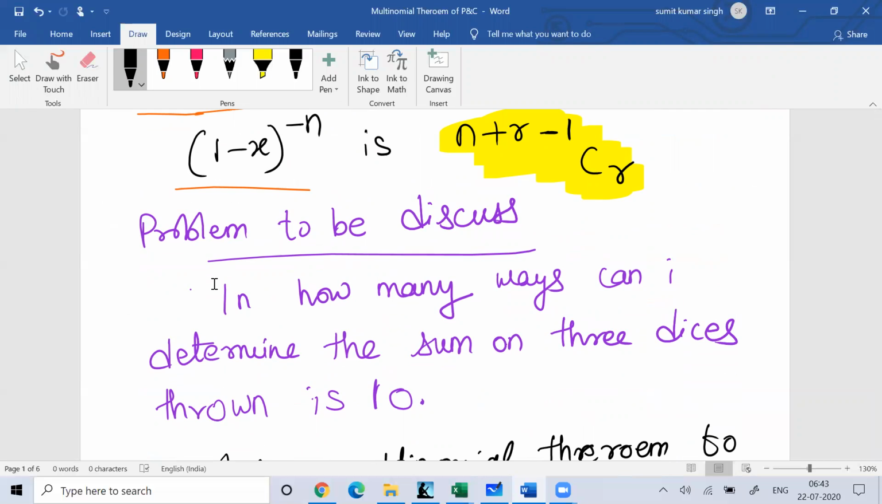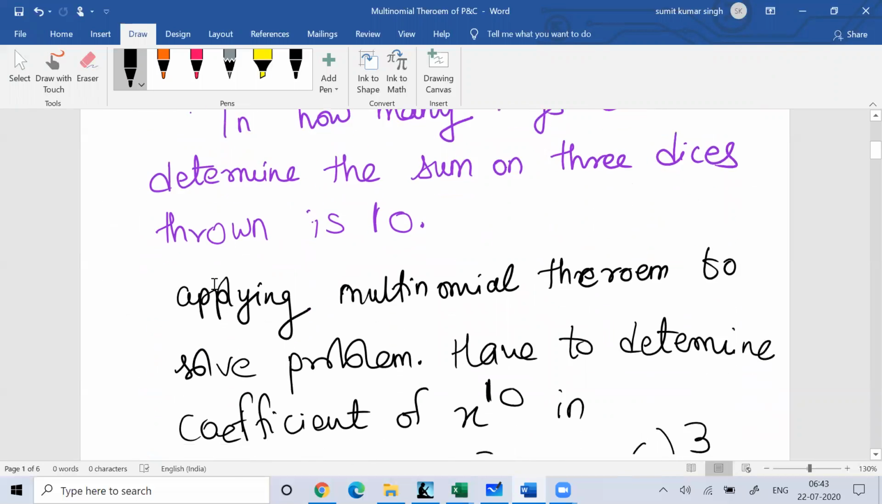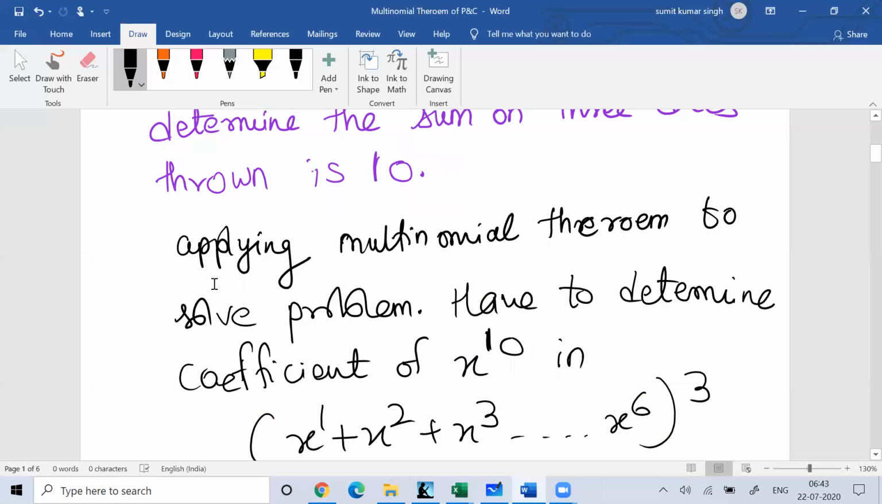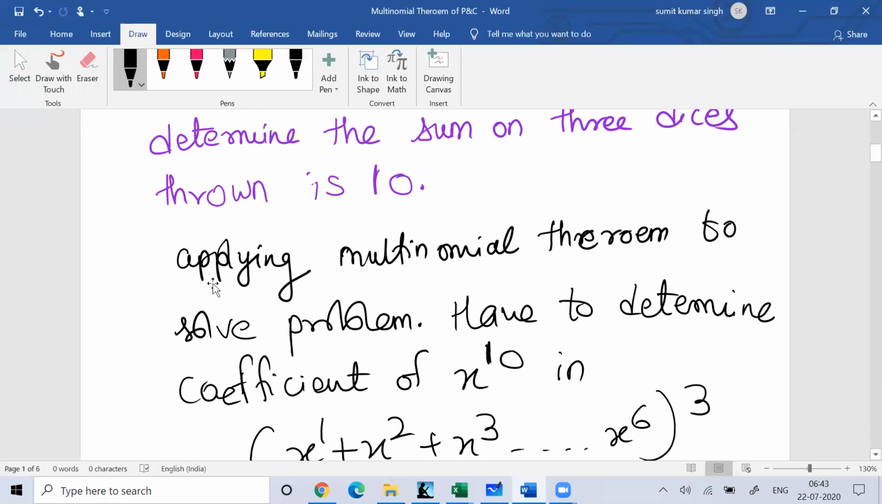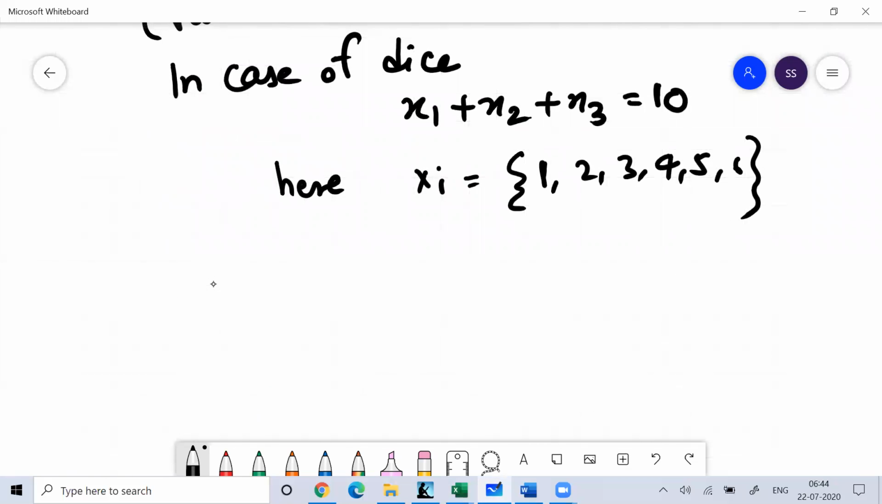So now let's discuss the fourth application of using this concept. Let's learn this concept through the application of the multinomial theorem. Whenever we apply the multinomial theorem, we need to assume a random variable called x. Let me write it down here.